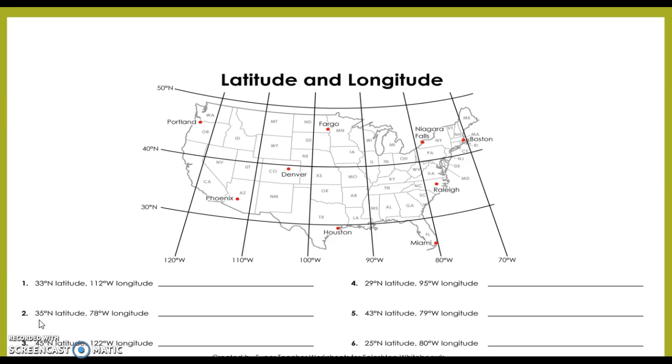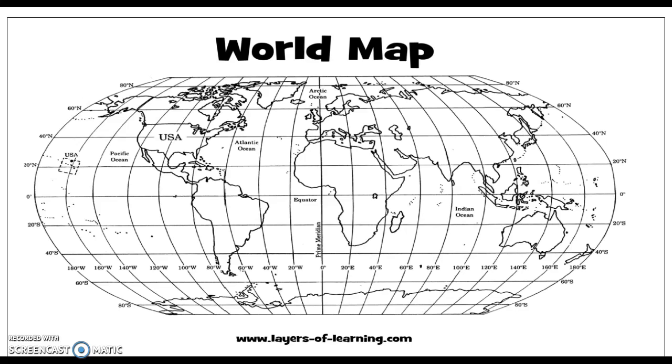Now let's go to number 2. 35 latitude and 78 longitude. So 35 latitude is going to be right about here, right in the middle between 40 and 30. And then 78 longitude is going to be somewhere way over here. Oh, right there it is. Raleigh, North Carolina. I'm going to give you guys this paper and we can work on it some more during class time.